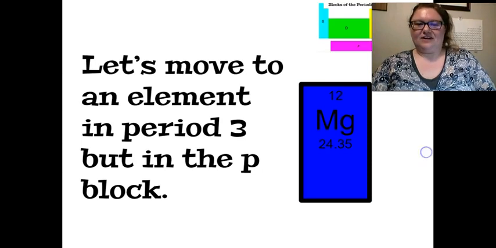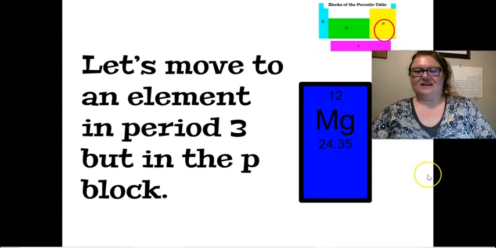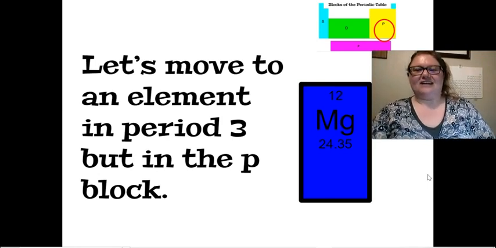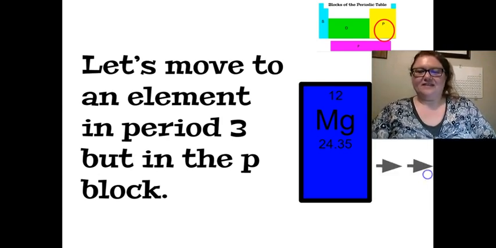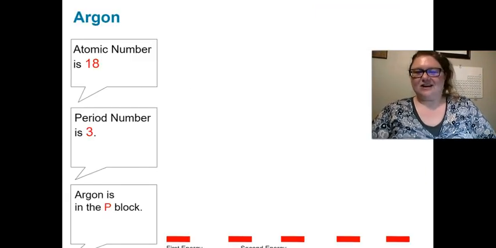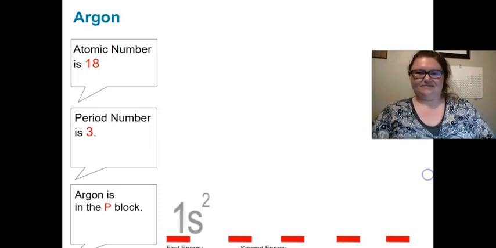Okay, let's keep going. Now we're going to go to the P block again, but now we're in period 3. So let's talk about argon. Argon is atomic number 18. The first step is to find where we're going on our map. We're asked about argon, so find it on the periodic table. Note the atomic number. You have 18 electrons to give addresses to.